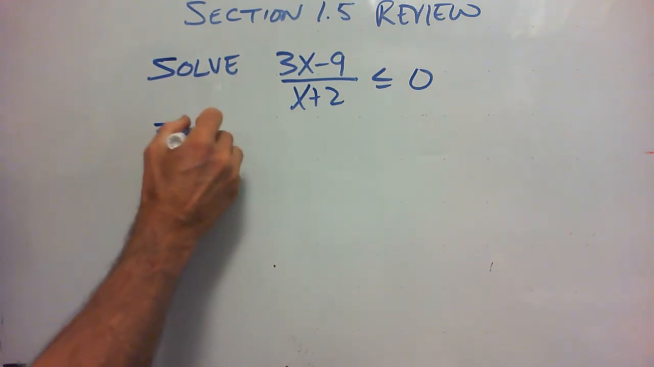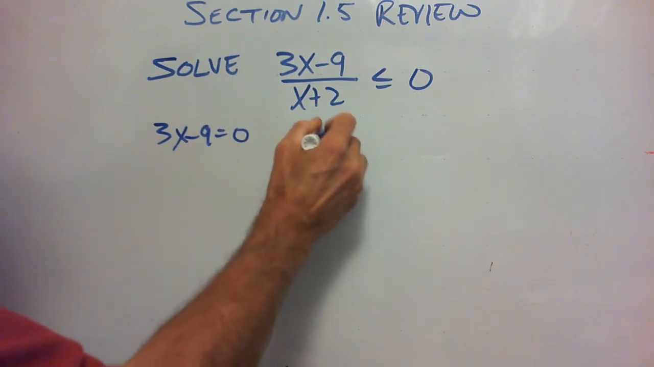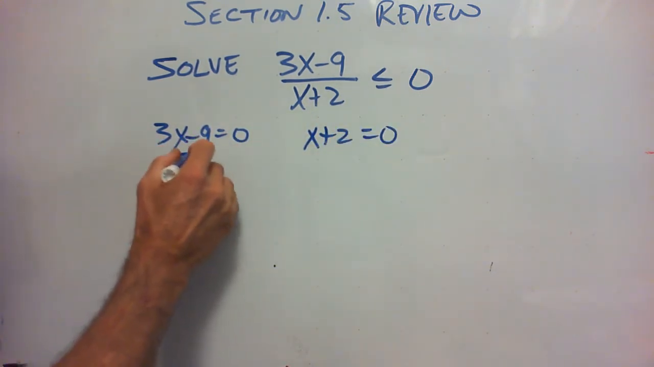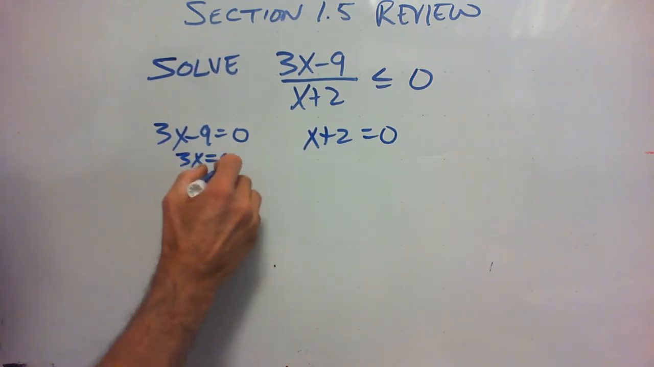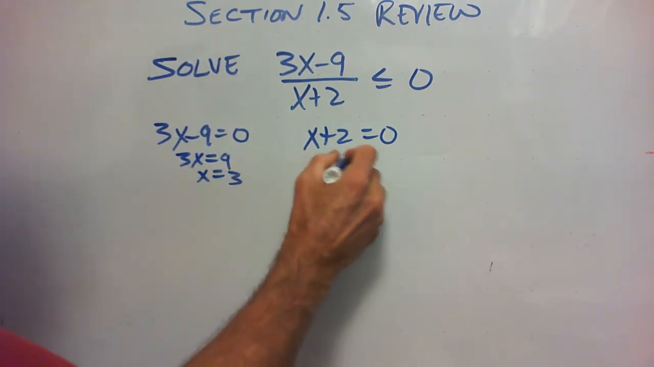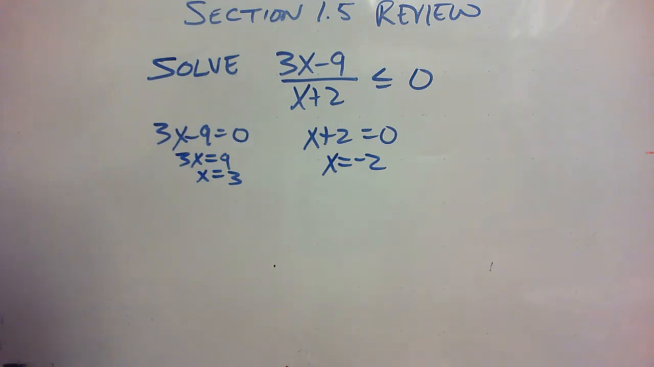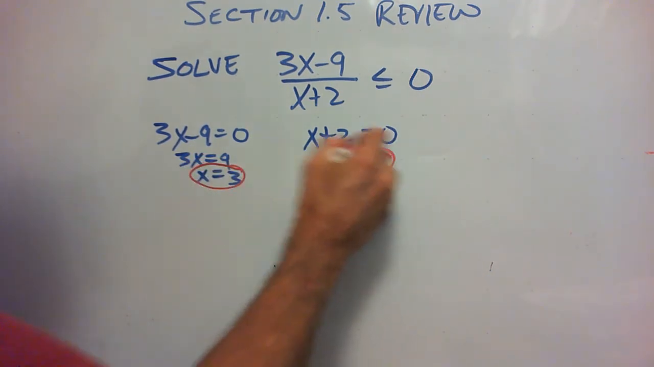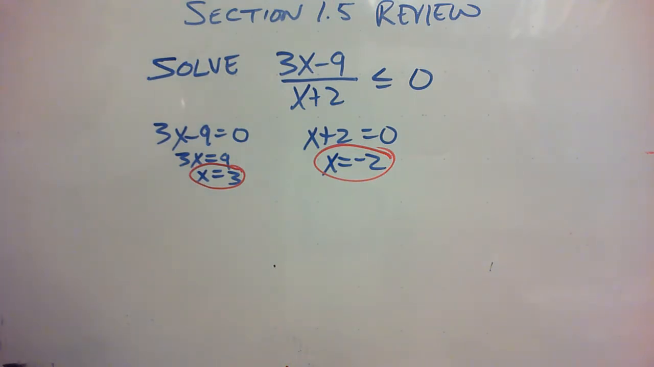So we have 3x minus 9 equals 0, x plus 2 equals 0. So 3x equals 9, x equals 3, and x equals negative 2. Those are your two critical values. So you plot those critical values on the number line, and then we start testing regions, just like we did in the previous problem.